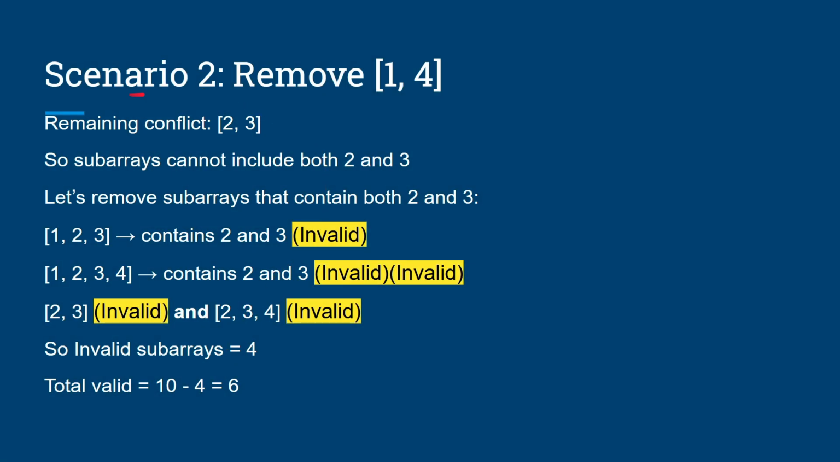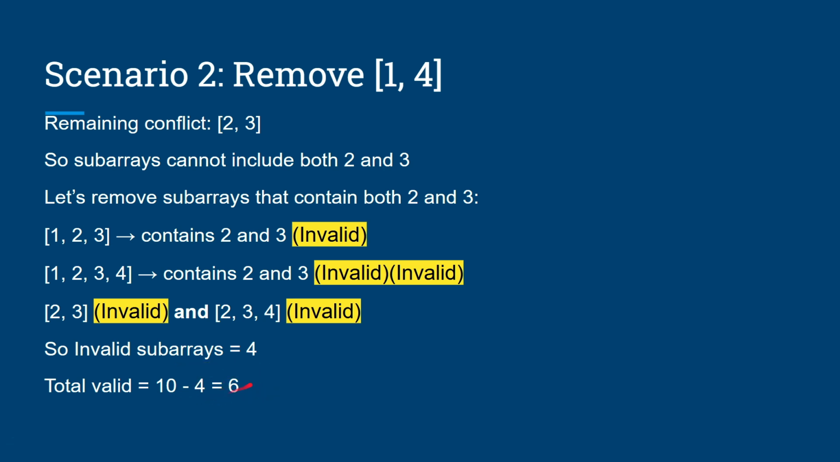Let's understand another scenario where we remove 1 4. The remaining conflict is 2 3, right? So the subarrays cannot include 2 and 3. Let's remove the subarrays that contain 2 and 3. 1 2 3 contains 2 and 3, so it is invalid. 1 2 3 4 contains them, so it is invalid. 2 3 is also invalid, and 2 3 4 is invalid. So the invalid subarrays are 4, and 10 minus 4 is 6.